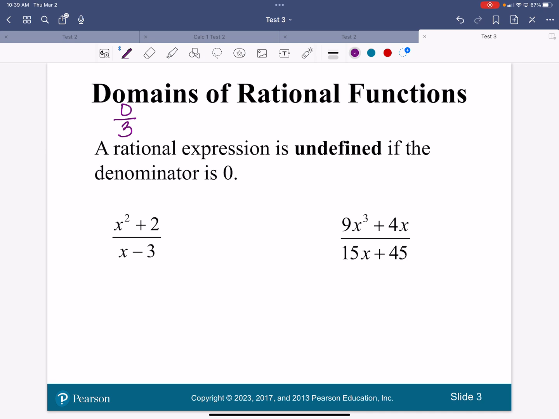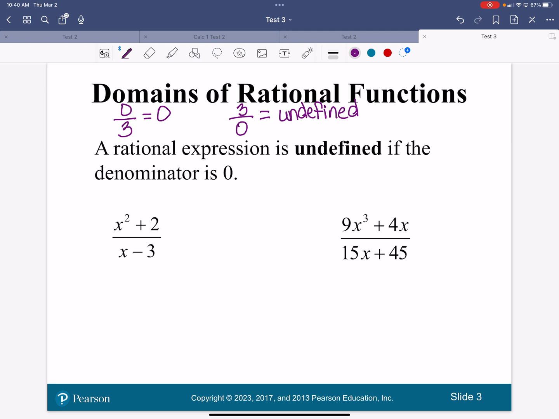Okay, everybody, 0 divided by 3 on your calculator. What'd you get? 0. Okay, so 0 divided by 3 on your calculator is 0. That is okay. Okay, 0 is totally fine. Now I want you to do 3 divided by 0 on your calculator. 3 divided by 0. Undefined. Okay, what this tells us is that you cannot have a 0 in the denominator. A rational expression is undefined if the denominator is 0.